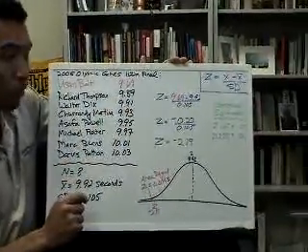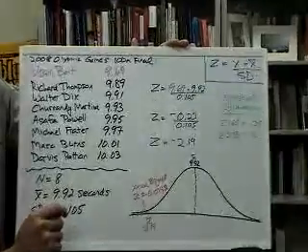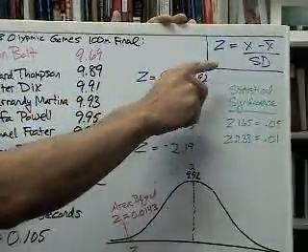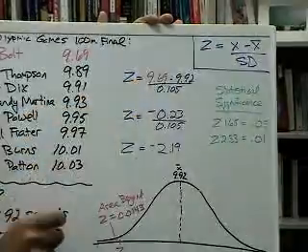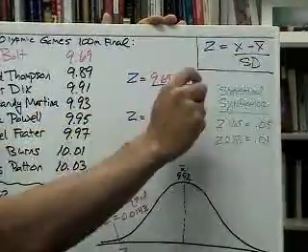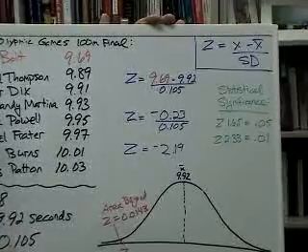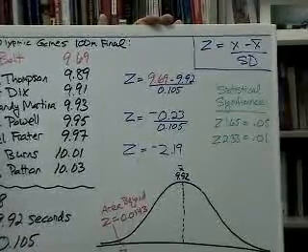We could get a z-score for any one of these competitors, but we want to get the z-score for Usain Bolt. So the z-score formula we have up here is you take whatever score you're looking at, you subtract the mean, and then you divide by your standard deviation. And that will give you a z-score for that particular value.